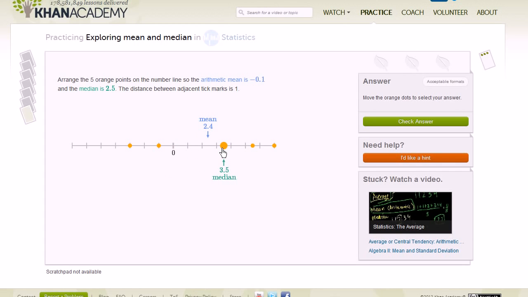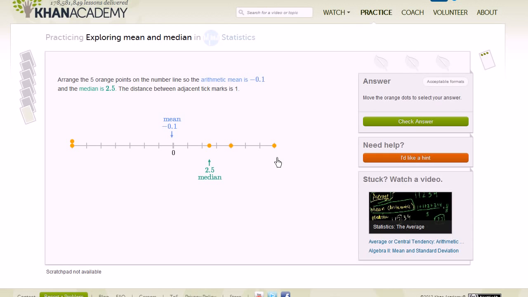So that gets me to 2.5. That's got to be the middle number. Sorry, I'm looking at the mean. There we go, the median. Median is 2.5. And now I want to get the mean at negative 0.1. So let me start making this, see what I can do to make the mean negative. The mean still is not, so let's see. Mean, look, there you go. Here we go. There we go.